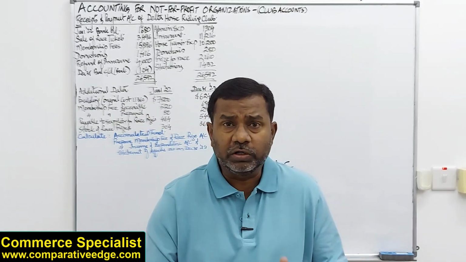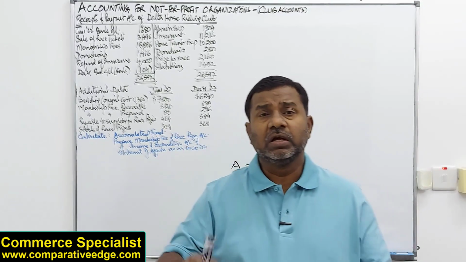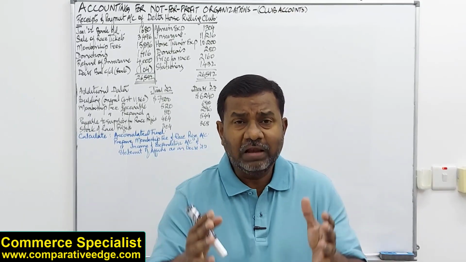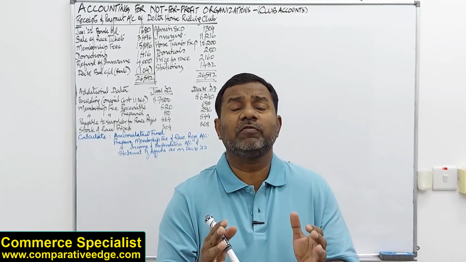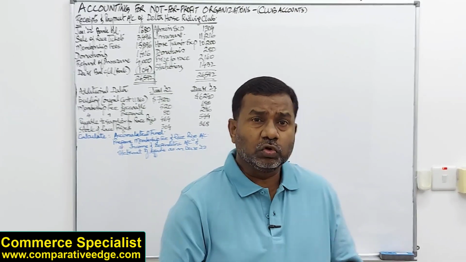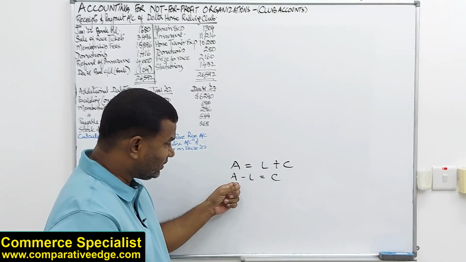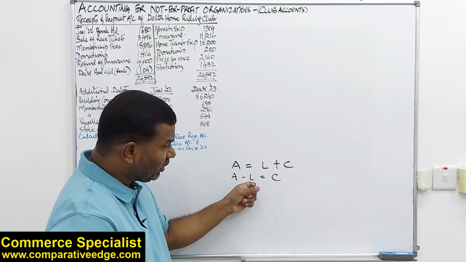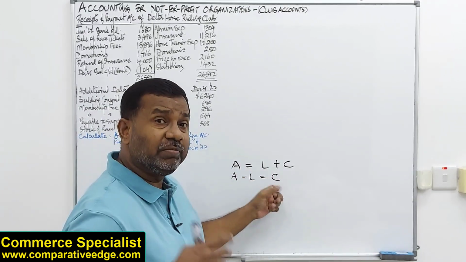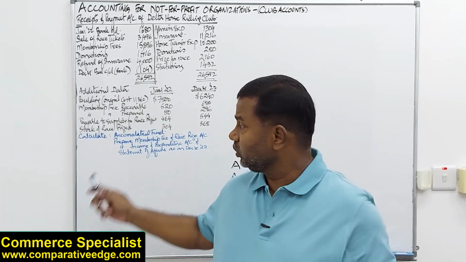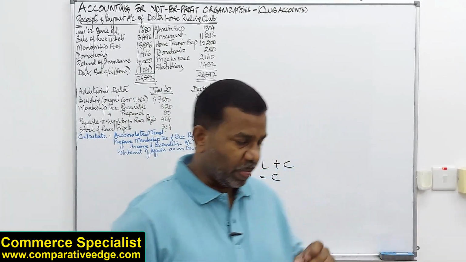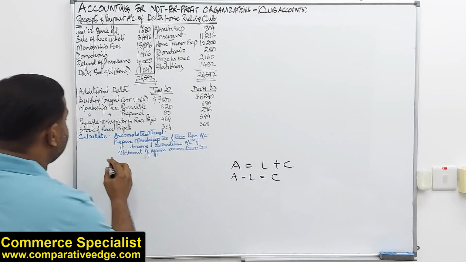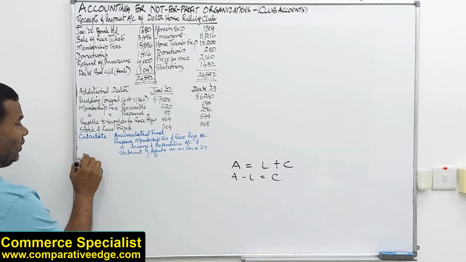Just now I told you accumulated fund means capital, and to be more precise, accumulated fund means opening capital. If we are able to add all the assets at the beginning of the year and minus all the liabilities at the beginning of the year, we'll get capital at the beginning of the year, which is the accumulated fund. So what I'm going to do here is calculate the accumulated fund.